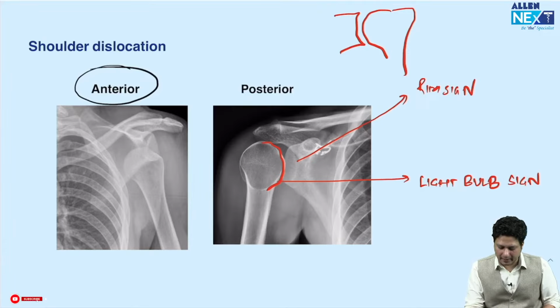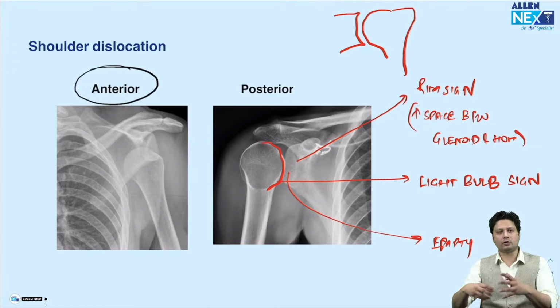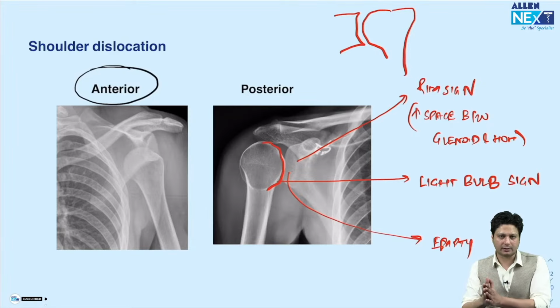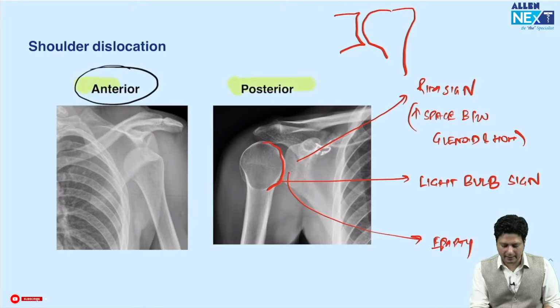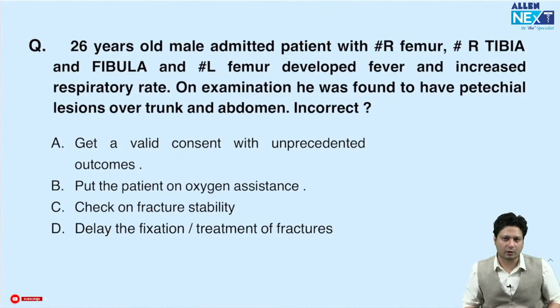And finally, the rim sign is basically the increased space between the glenoid and the head of the humerus. All right. And as I told you, there is an empty glenoid, that the head of the humerus is out of the glenoid cavity, so there is lack of articulation and it appears like an empty articulation. So empty glenoid is also a feature for dislocation of the shoulder. So these are the things which you have to take care of in between the anterior and posterior dislocations of the shoulder. All right. So hopefully everything is clear related to that question also in the emergency.